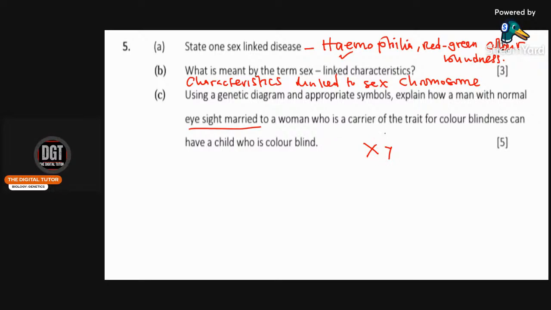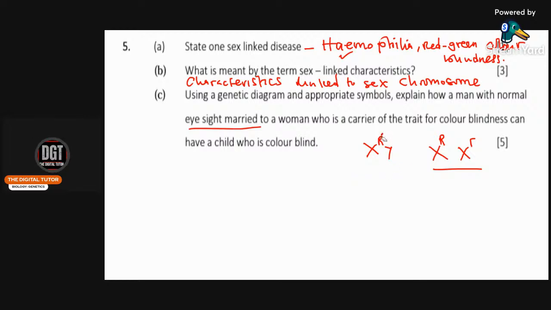And these are written as a superscript on top. So I'm going to use R for the normal allele, to a woman who is a carrier of the trait of color blindness. A woman, you know, is XX. Since she's a carrier, one is going to be normal and the other one is going to be a carrier. So this is how a carrier looks in a female, and this is how a normal man looks.